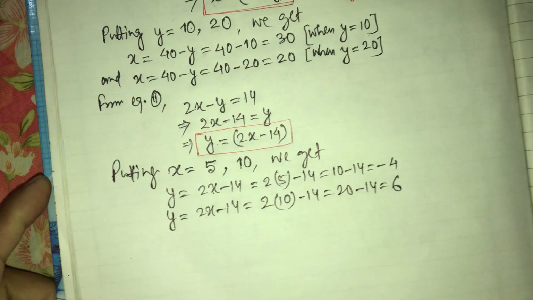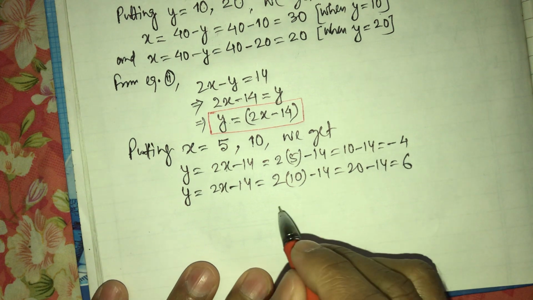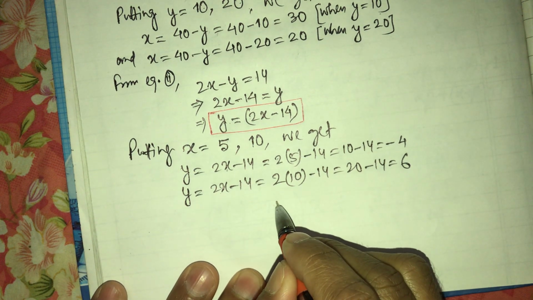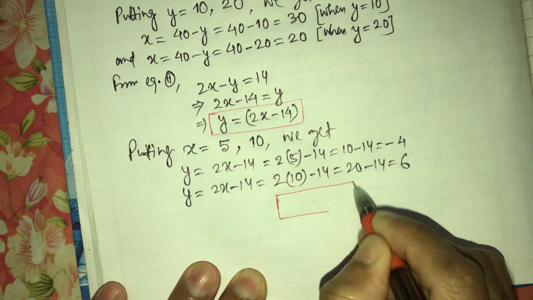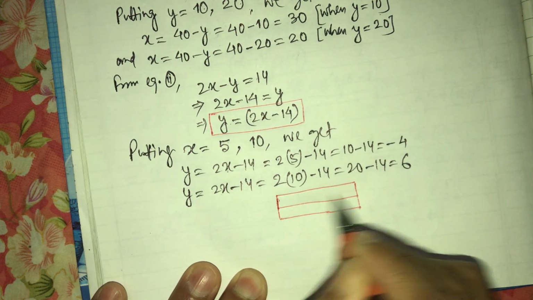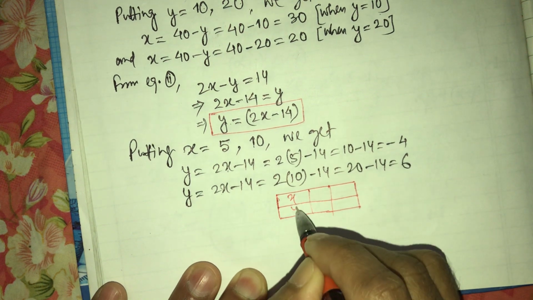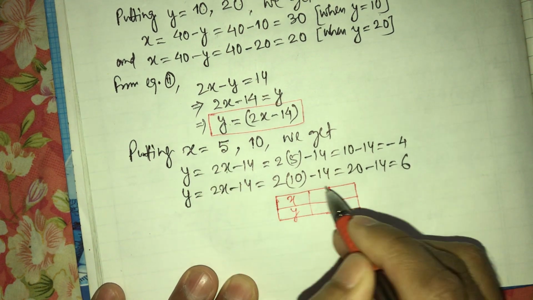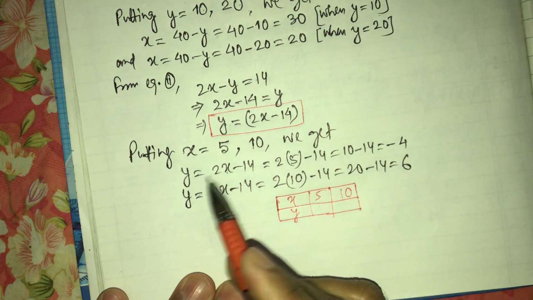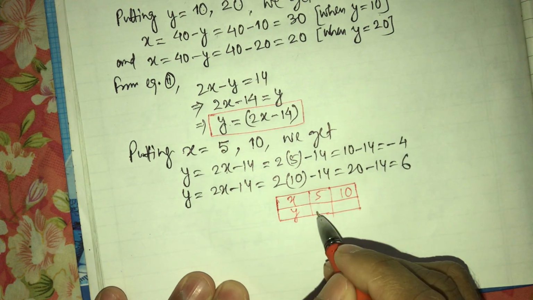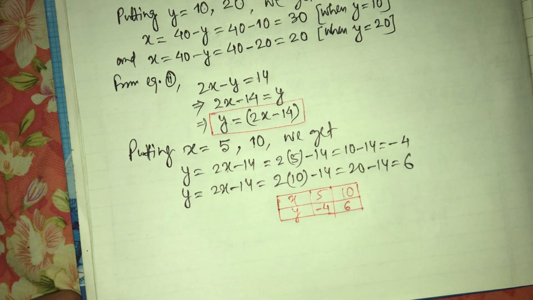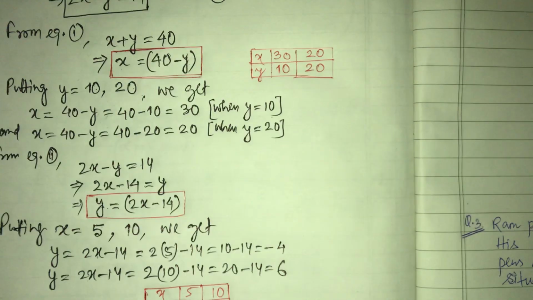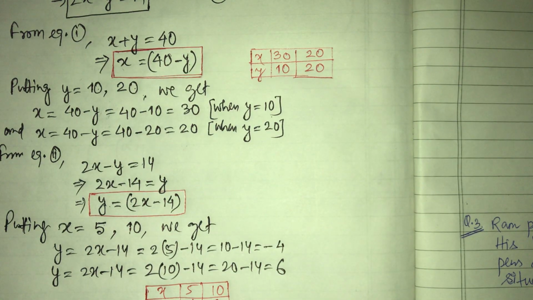Now we'll make the table. Okay, so the second table we got here: x, y. So x was 5 and 10, and y becomes minus 4 and 6. So we got both the tables, right? Now let's go for the graphical part.